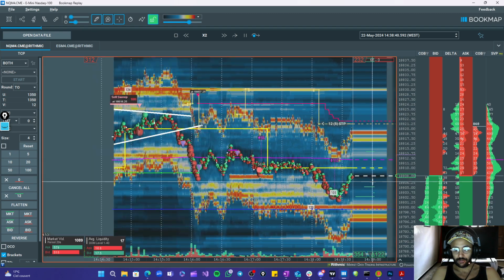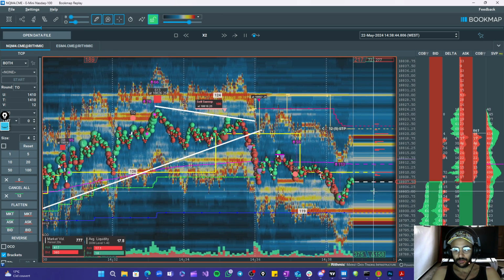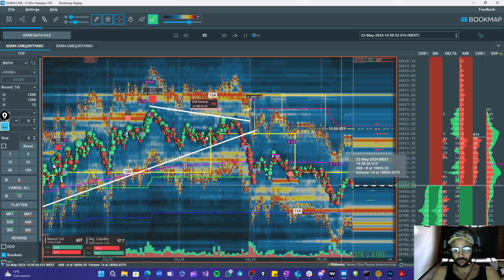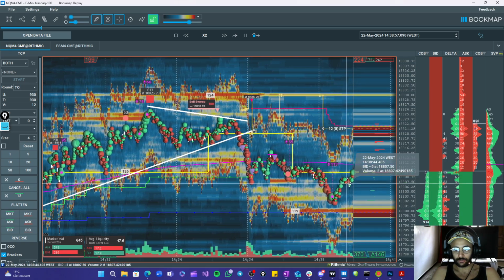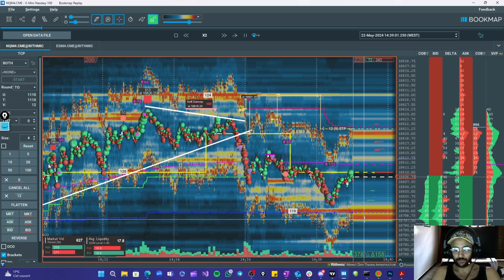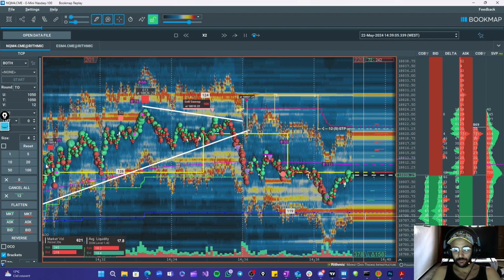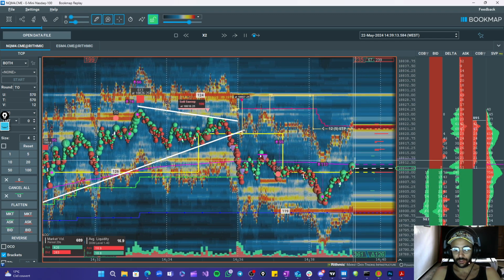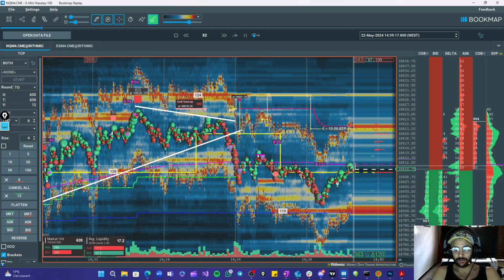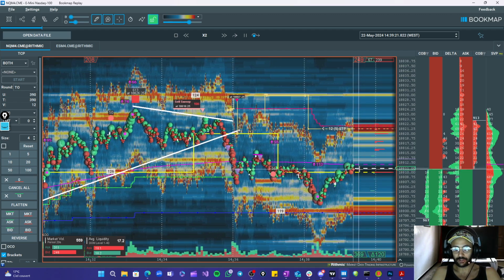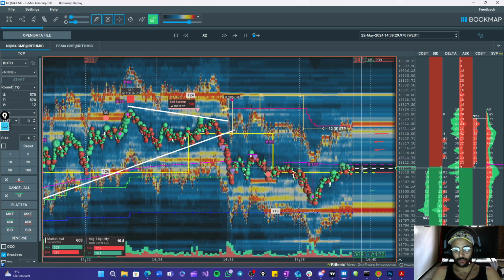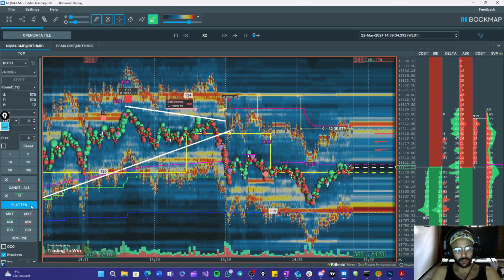No panic. We still have this buyer, this bidder over here. So for sure we will look for it. We are testing VWAP again. I could add another contract here, to be honest, because we can't break it. I will add another contract.